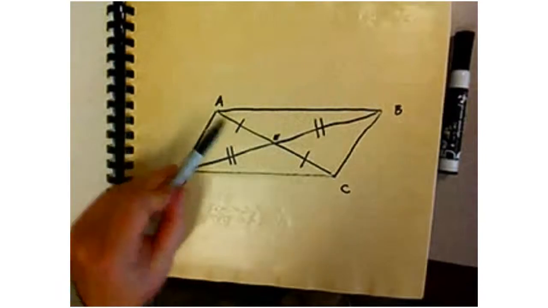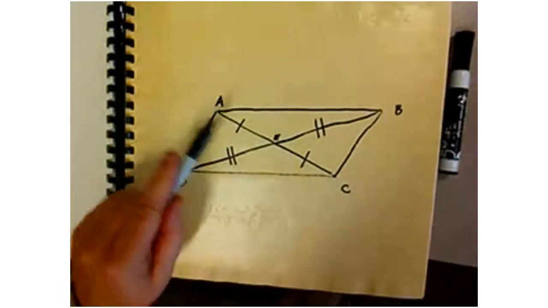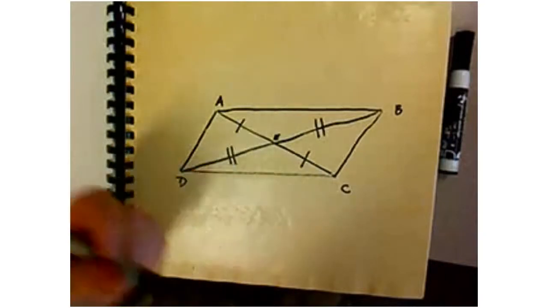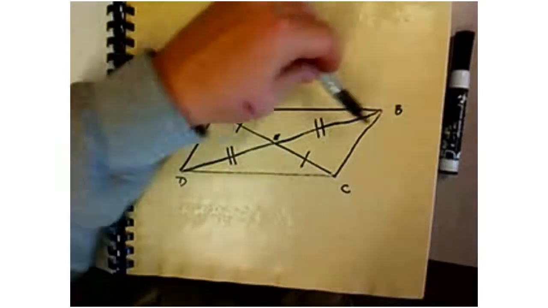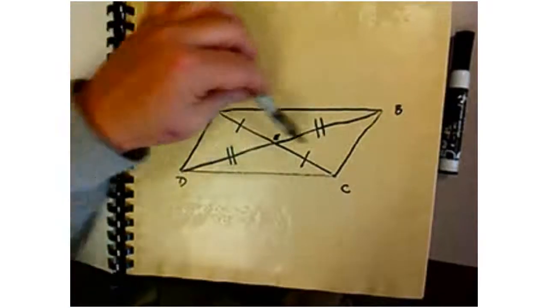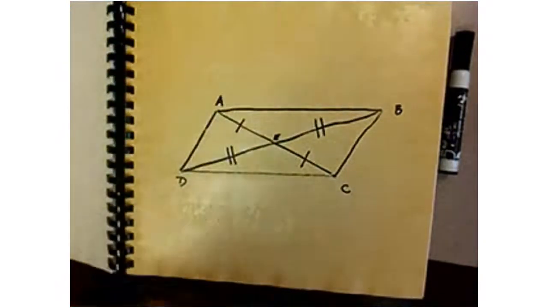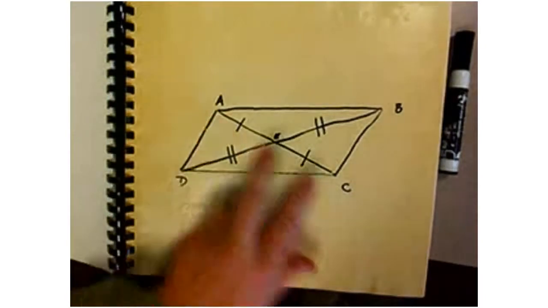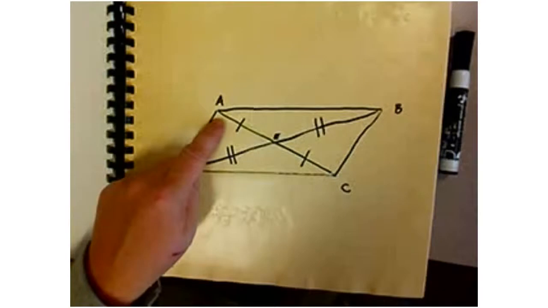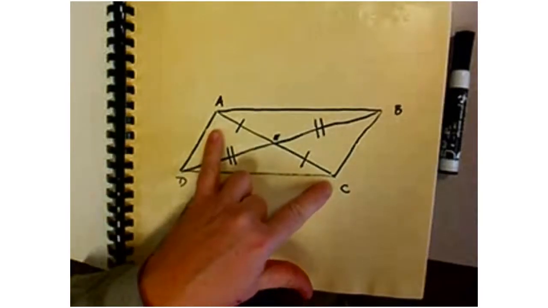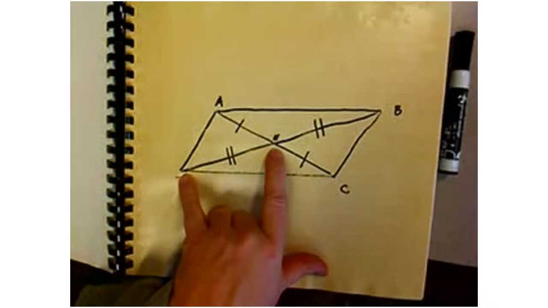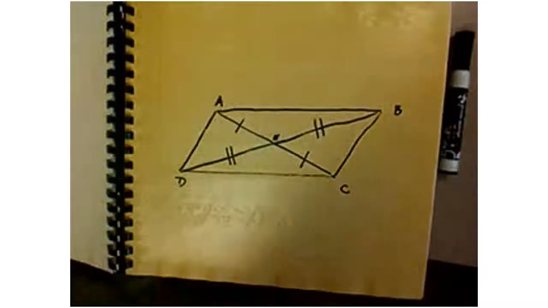So if I told you that AC is 20, you could tell me the measurements of AE and EC. You'd tell me it's 10 each. If I told you BD is 24, you could tell me that DE is 12 and EB is 12. If I told you half of one of them, you would be able to tell me the length of the whole one. If I told you AE is 5, you would tell me that AC, the complete AC, is 10. If I told you DE was 7, you would tell me that DB is 14.